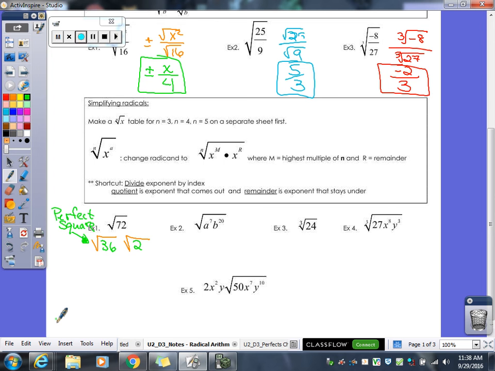A lot of people with 72, they right away say, oh, 9 and 8. And you would be right. 9 is a perfect square. 9 times 8 is 72, but 9 is not the largest, so that's why we don't use that one.